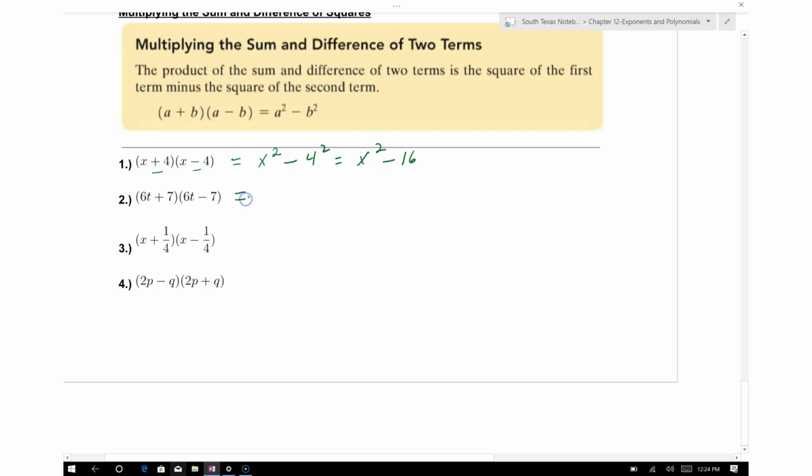So for example, you notice that we have a sum and difference here. You have a plus and a minus. So what you need to do is square the first term and then subtract and then square the last term. So 6 squared is 36t squared minus 7 squared, which is 49.